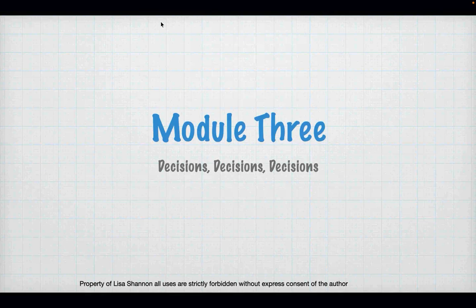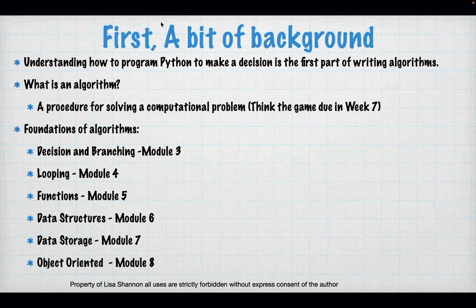And for some people, especially people who are new to programming, this is a paradigm shift because we're used to asking questions to people and getting answers. But you can't ask questions to the computer the way you would ask them to a person because computers are stupid. And I'll explain more about that in a minute. So let's do a bit of background.